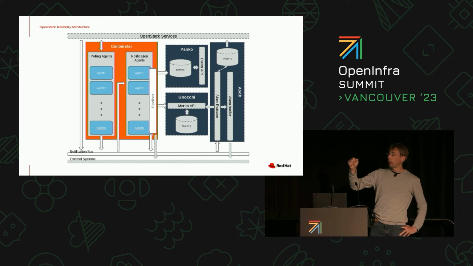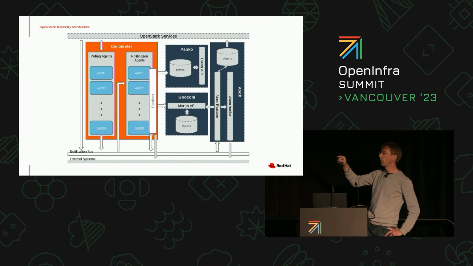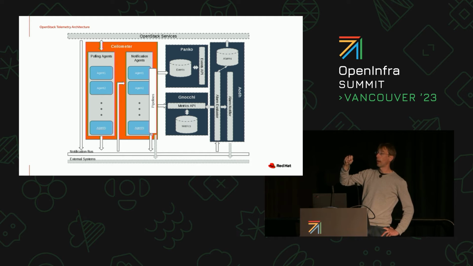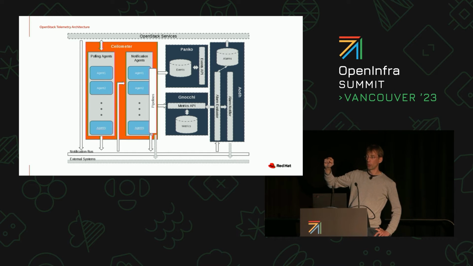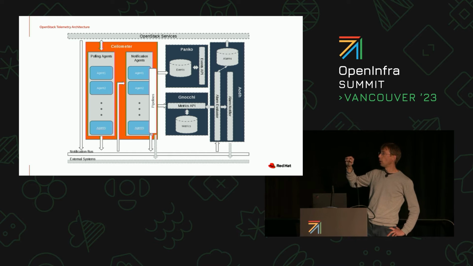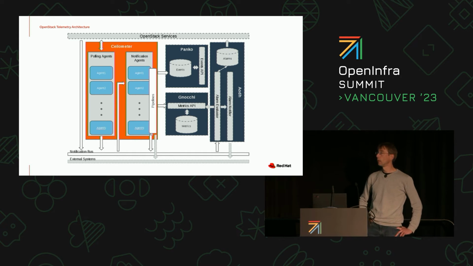The interesting thing here is that the information is then pushed over to something called notification agents, and that is either being sent to panko or Gnocchi. As a side note, panko is gone since Yoga, just because it didn't scale. And Gnocchi is the time series database to store any metrics.